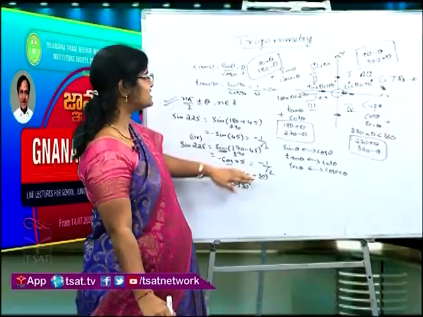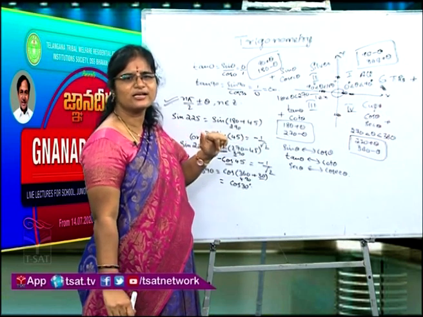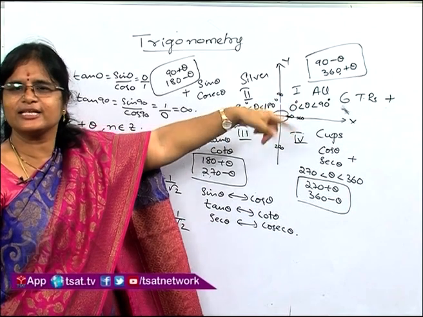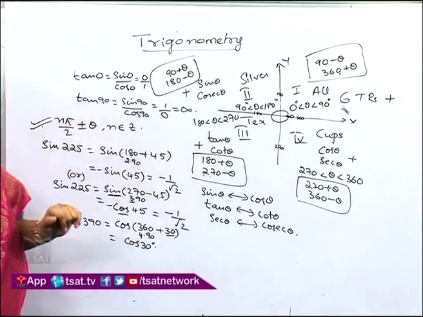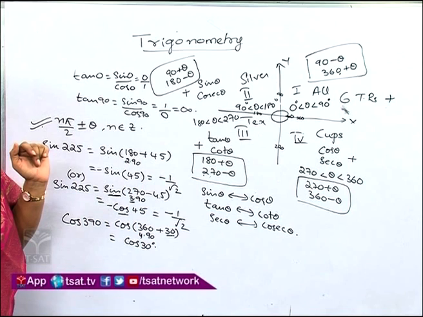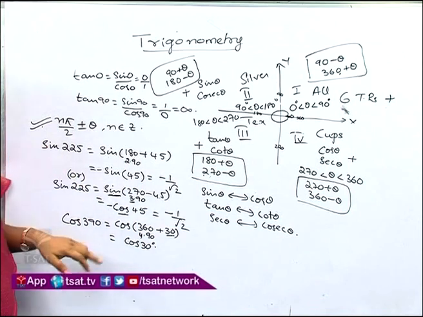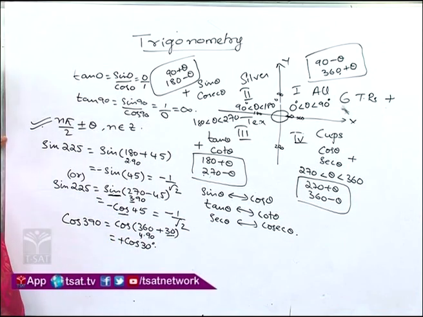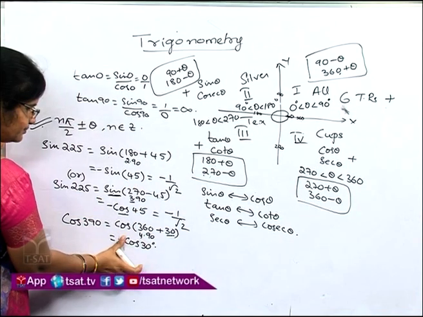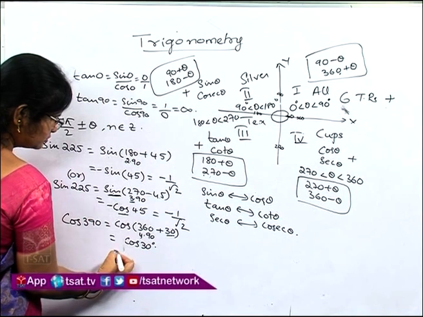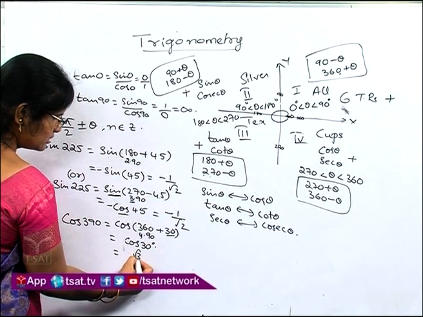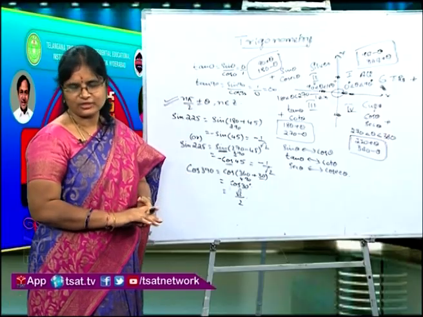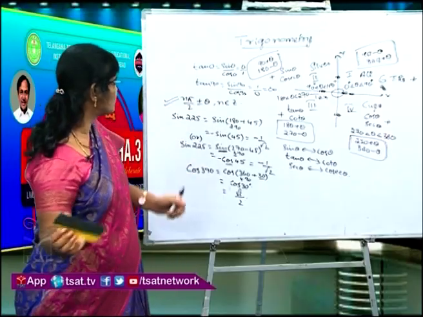Now 360 plus theta falls in which quadrant, children? We have seen just now that 360 plus theta falls in the first quadrant. So in the first quadrant all trigonometric ratios are positive, we have discussed. So that is why cos 30 has no minus sign, only plus sign, so we don't mention plus. Cos 30 value we have already seen, it is root 3 by 2. So in this way you have to find the values. Okay children. Now let us move to the next topic.